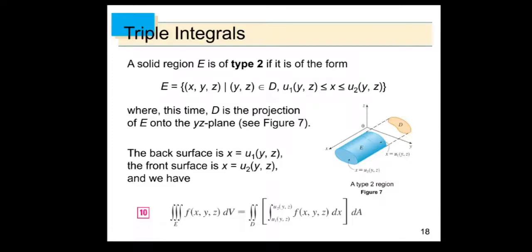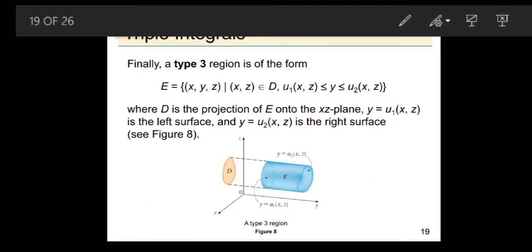It would be the double integral over D, and then the integral from u1 to u2 of f of x, y, z dx, and then dA. So it clearly tells us that we will have our functions over here and integrate with respect to them, and then later we will apply the rest of the integration.